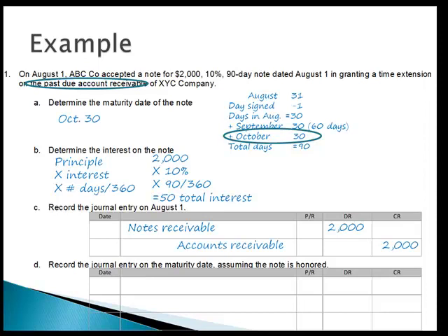Notice on the day that we actually record the journal entry, we're not recording anything with interest. We have not yet earned it the day that we sign the note. On the maturity day, assuming the note is honored, that means paid, that's the day we're getting cash and closing out notes receivable. So close out notes receivable at $2,000. Then record cash. You're getting not only the note amount, but also $50 in interest, so $2,050. Notice my entry doesn't balance. I've got $2,050 in debits, $2,000 in credits. I need a $50 credit. What is that? It's interest revenue. You've now earned $50 in interest revenue.